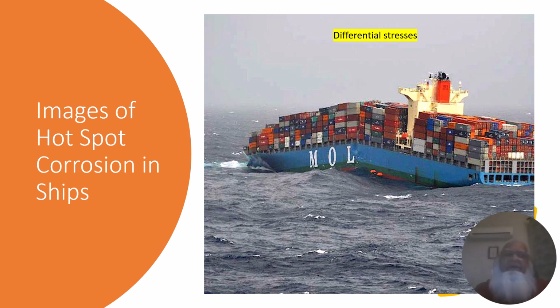This slide shows images of hotspot corrosion in ships. This is a ship which has collapsed in the middle due to corrosion, or maybe due to differential stresses caused by the heavy weight on top of it, which may not have been properly distributed. While the ship was sailing, it was moving up and down, and the differential stresses caused the ship to collapse in the middle of the hull.